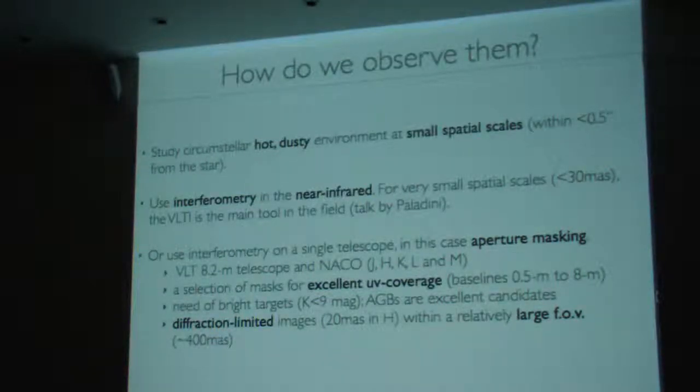And the advantage is that you can use a large telescope, you can have a range of wavelengths observed at the same time. It has excellent UV coverage, and it goes down to resolutions of about 20 milliarcseconds, and we also have a relatively large field of view of about 400 milliarcseconds. The downside is that you need really bright targets, in which case HB stars are a really good option.